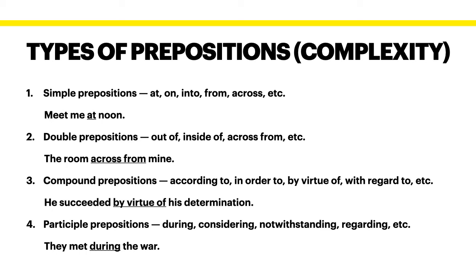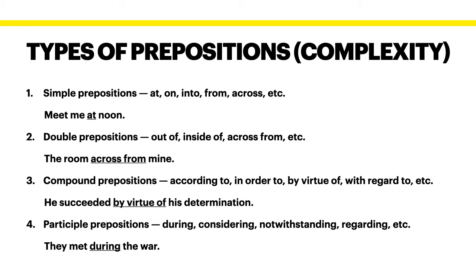The next one is compound preposition. Compound prepositions are also combinations of two words functioning together as a preposition, but here both words are not prepositions. Compound preposition is different from a double preposition because in a double preposition the two words are both prepositions and they work together as a preposition. But in compound preposition, only one word is a preposition. However, the two words or more than two words work together as a preposition. Examples are according to, in order to, by virtue of, with regard to, etc.